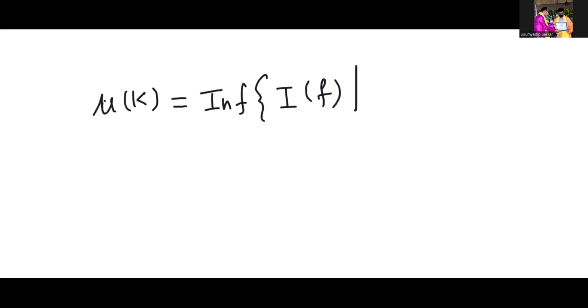Okay, so now let me write it down for compact sets. For a compact set, what is happening? This mu K is given by the infimum of I of f, where f varies over, as usual, C_c(X), and f is greater than or equal to the indicator on K. This chi K means the indicator of K. So maybe I can just write using this notation, 1_K. I don't have to use complicated notation. F greater than or equal to the indicator on K. This is the thing.